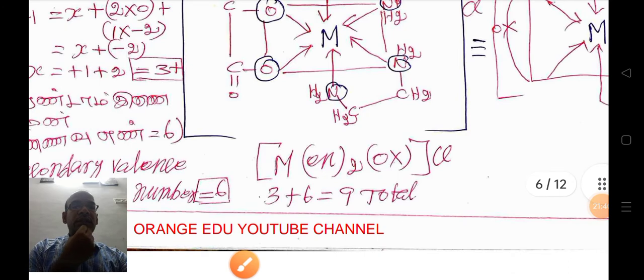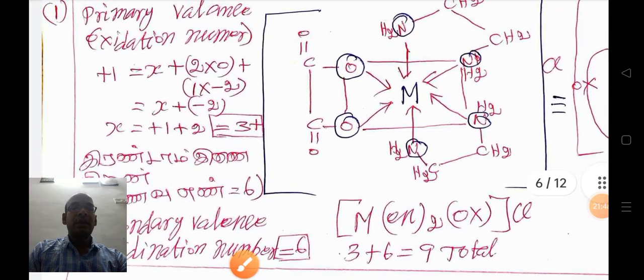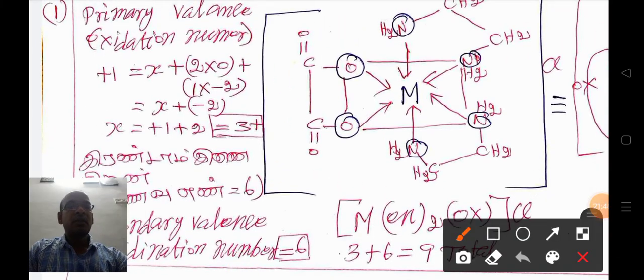This ethylene diamine is a neutral ligand, therefore totally 2 ligands. Neutral molecule, put the 0. Next, oxalate.